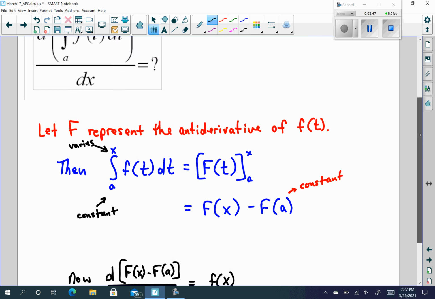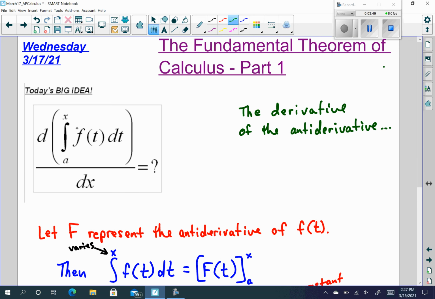So if we go all the way back up to our problem here, the derivative of the antiderivative, you would think we would be left with f of t, but because we have to evaluate it from t equals a to t equals x, it's now just f of x. As long as this is a single variable, there's nothing else there, this is always just going to turn out to be f of whatever is up there.